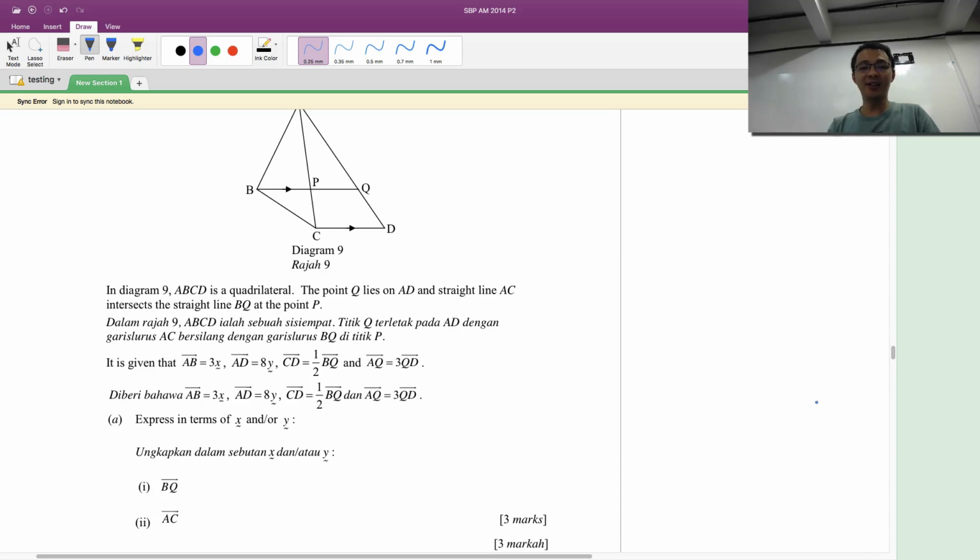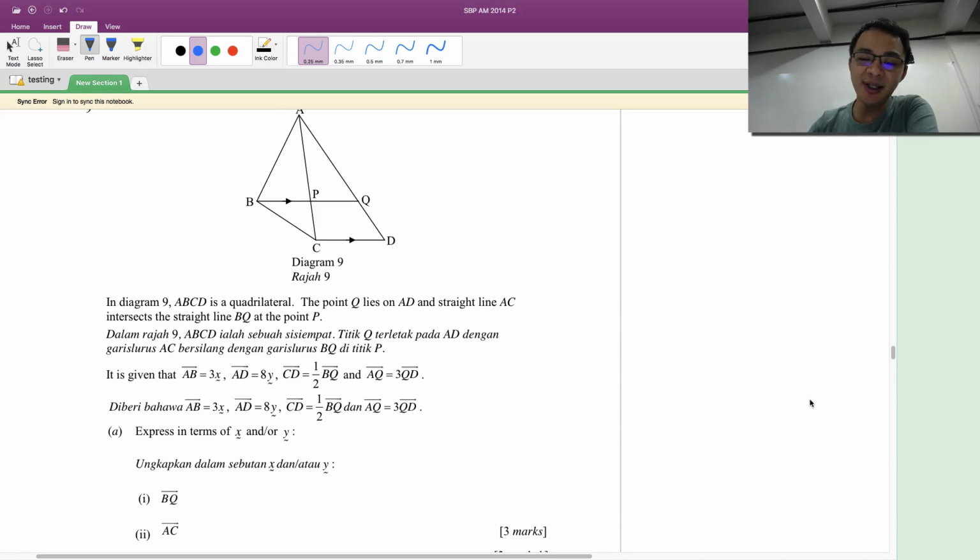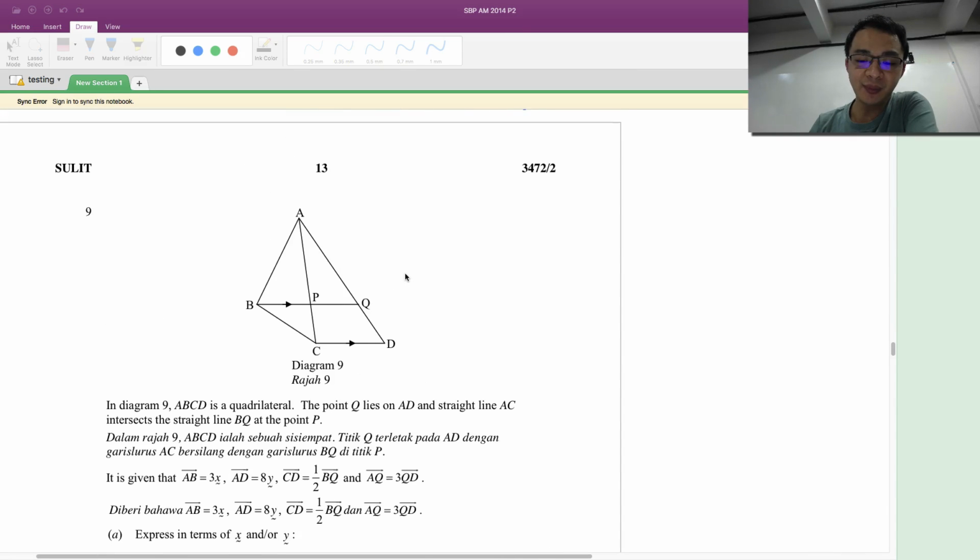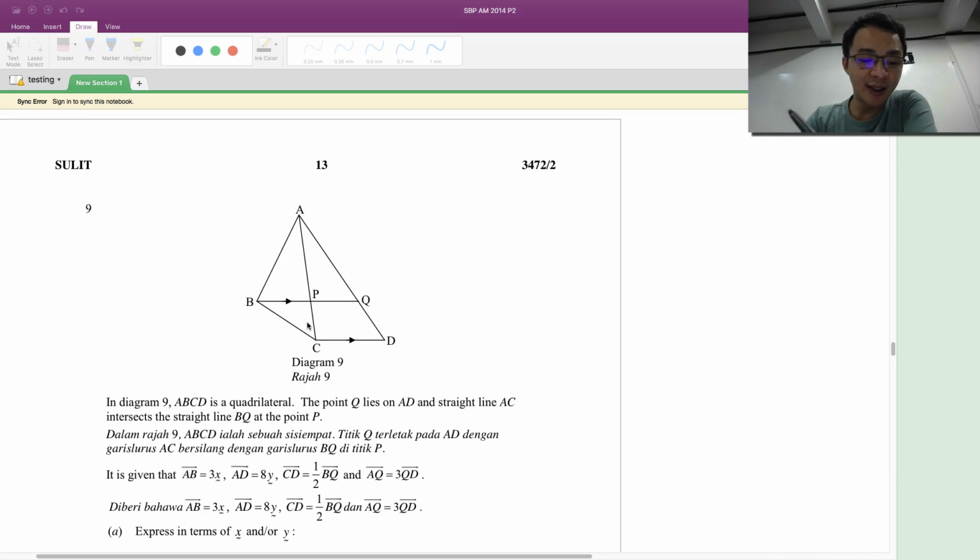Okay, in diagram 9, ABCD is the quadrilateral. So the point Q lies on AD. Okay, it's very obvious. And the straight line AC intersects the straight line BQ at the point P. So everything is stated here. So it's given AB equals 3x. So A to B actually equals 3x. And then AD equals 8y.